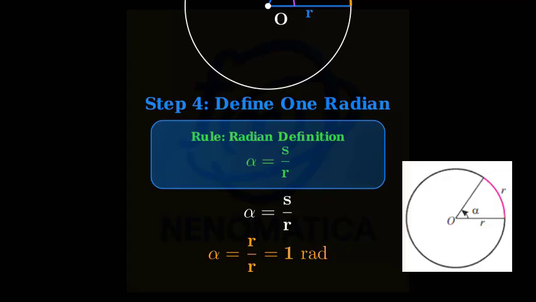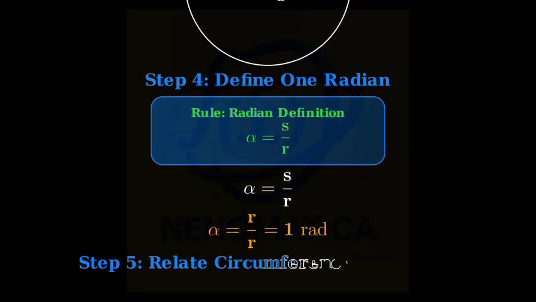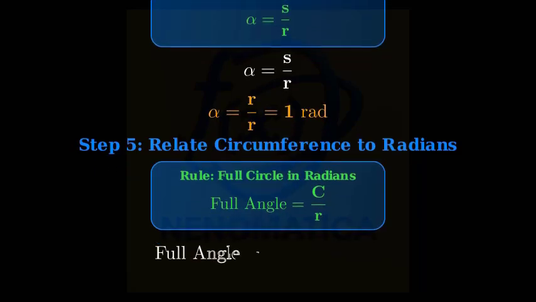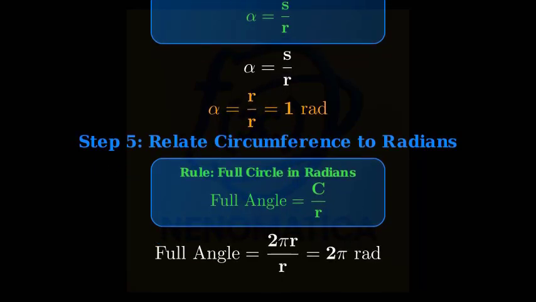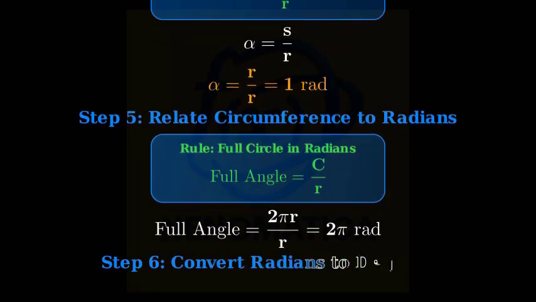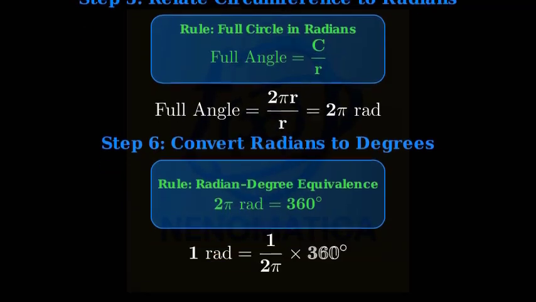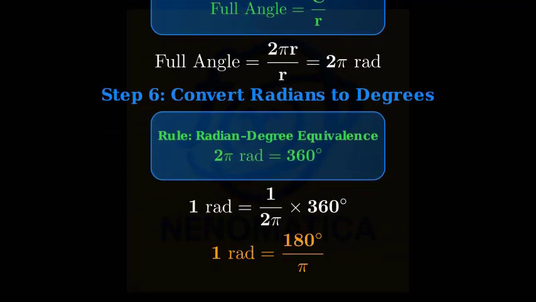Step 5. Relate circumference to a full turn in radians. A full circle angle in radians is the circumference divided by the radius. That gives 2 pi radians. Step 6. Convert radians to degrees. A full circle is both 360 degrees and 2 pi radians. Therefore, 1 radian equals 1 over 2 pi times 360 degrees, which simplifies to 180 over pi degrees.